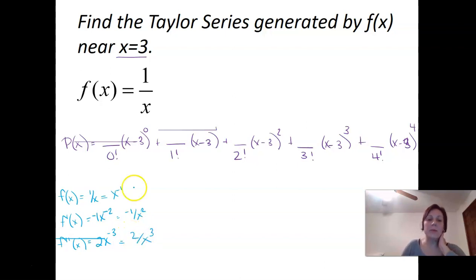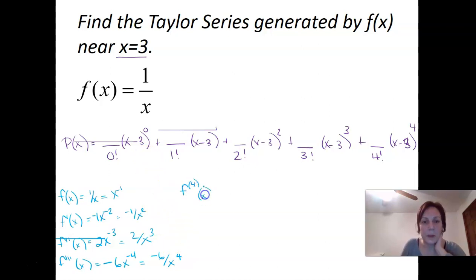And hopefully you're seeing a pattern in your derivatives here. My third derivative is going to be -6x to the -4th. So that'll be -6 over x to the 4th. And I'm going to do one more because I think it will help us find the pattern. Next one's going to be 24x to the -5, which is 24 over x to the 5th.